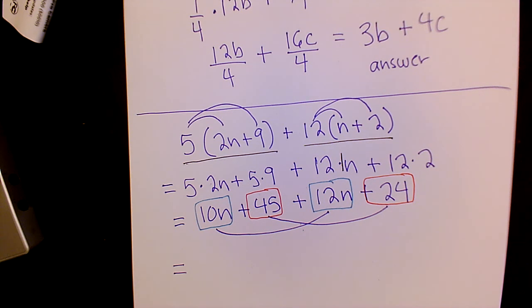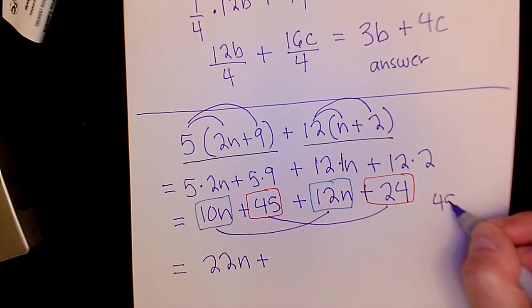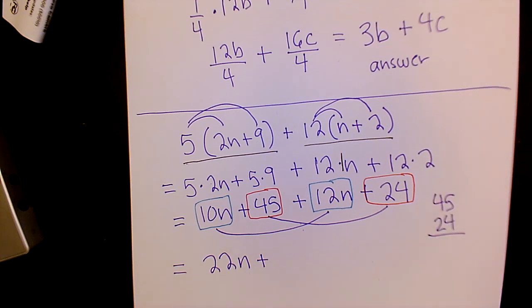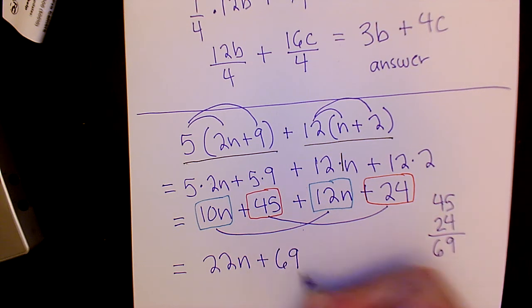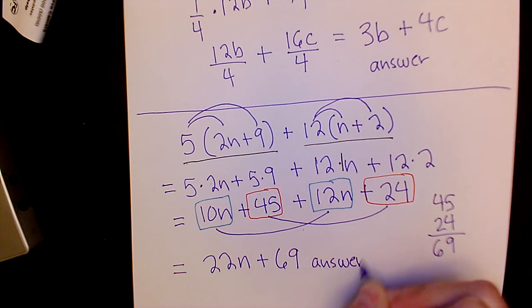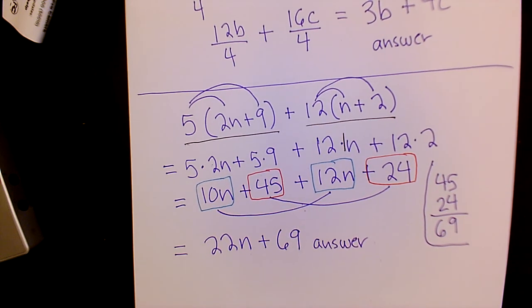So I've got 10n plus 12n. 10 plus 12 is 22n. And then I have 45 and 24. 5 and 4 is 9. 4 and 2 is 6. So here is my final answer: 22n plus 69. And that's how it all simplifies.